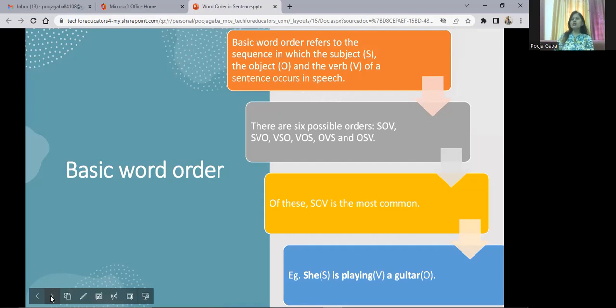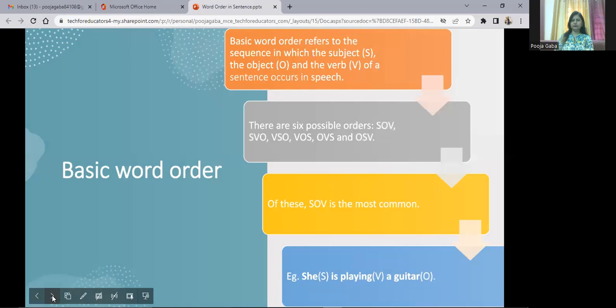Out of these, SOV, meaning subject, object and verb, is the most common. Like, she is playing a guitar. SOV, or we sometimes take SVO also, are the most commonly used sentence orders. Like, she is the subject, is playing is the verb, a guitar is the object. So here the order is SVO. So these are the most commonly used orders.